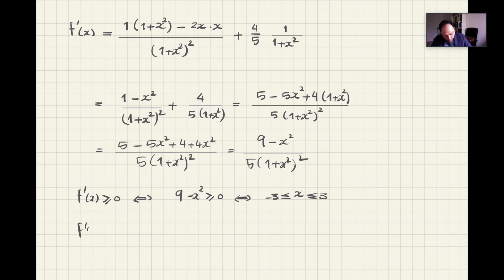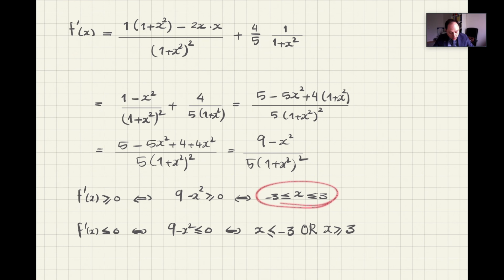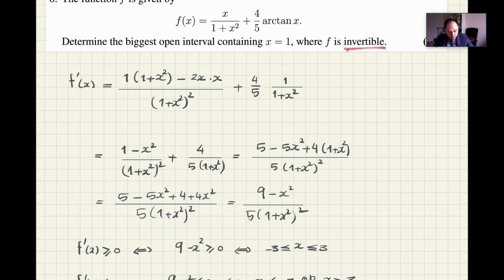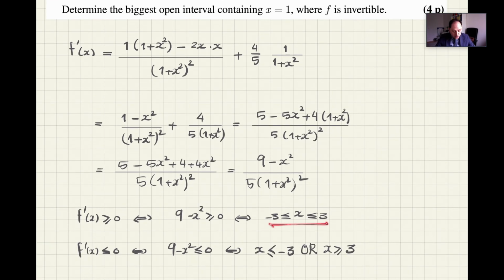And f prime of x is less than or equal to 0 if and only if 9 minus x squared is less than or equal to 0. This means that either x should be less than minus 3 or x should be greater than or equal to positive 3. Actually, both of them are correct for making it invertible. If I choose this, the function is always increasing and it is invertible. If I choose this, then the function is always decreasing and again invertible.